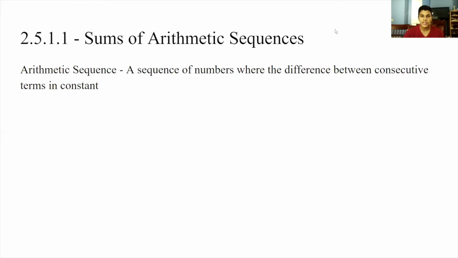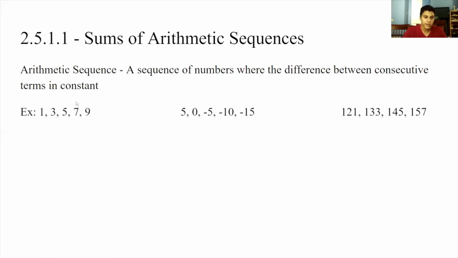So the first thing that tends to show up in Algebra ME2 a lot is sums of arithmetic sequences. And in order to find the sum of an arithmetic sequence, first we need to know what an arithmetic sequence is. An arithmetic sequence is defined as a sequence of numbers where the difference between consecutive terms is constant. So here I have three examples of arithmetic sequences.